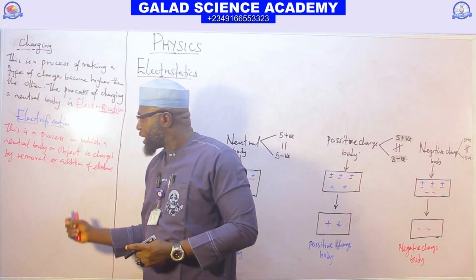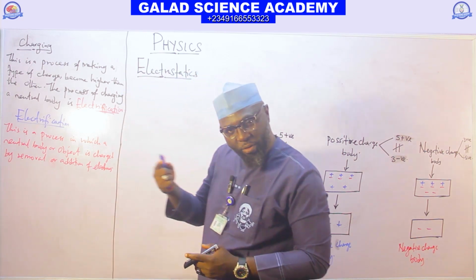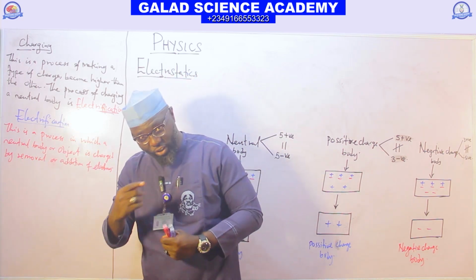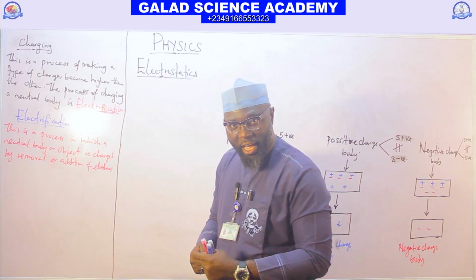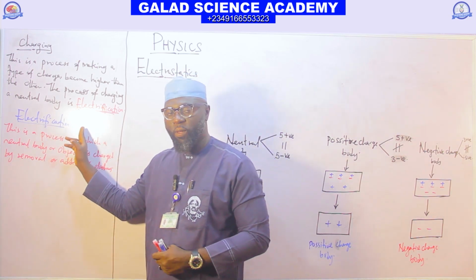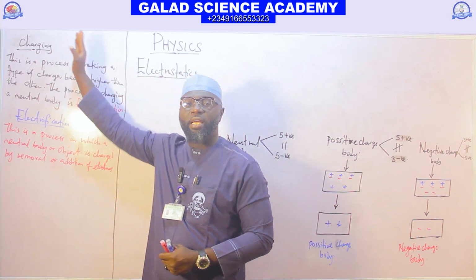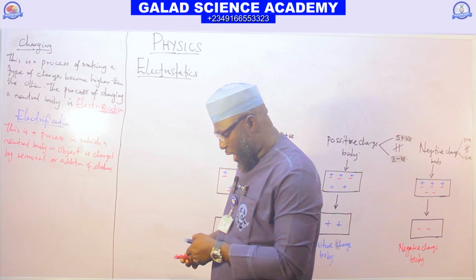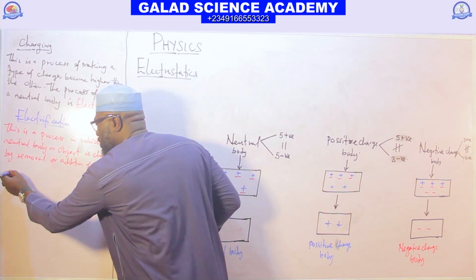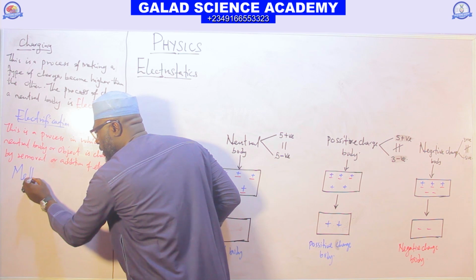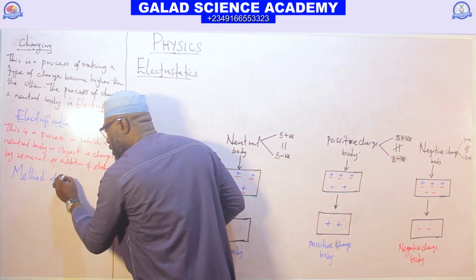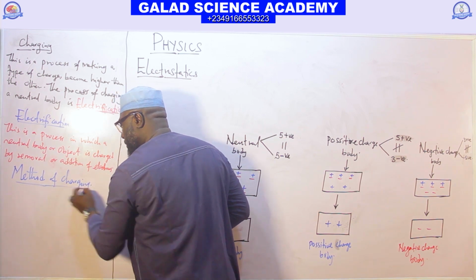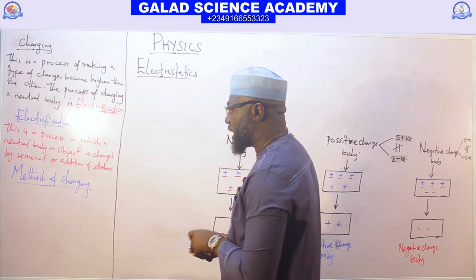So the process of adding electrons to a body or removing electrons from a body, you call it electrification. Or the process of transferring electrons from one body to another, you call it electrification or charging. And there are three methods of electrification in electrostatics, three methods of charging a body.